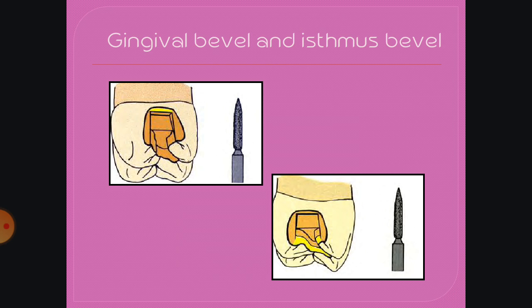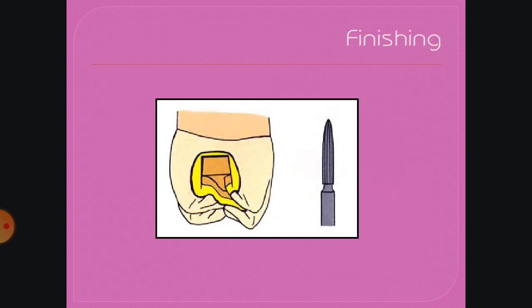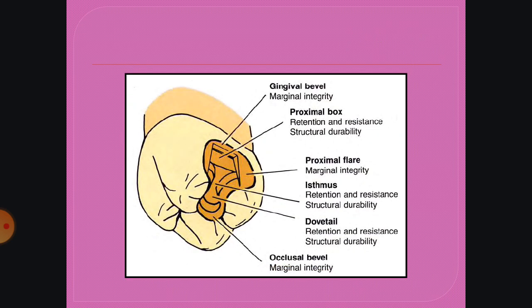So after this, as I told earlier, we do the finishing, both the flare finishing as well as the isthmus bevel finishing and gingival bevel finishing, with the help of a flame shaped burr. You prepare it with the diamond and you do the finishing with the burr. So this is how you prepare a proximo-occlusal inlay.